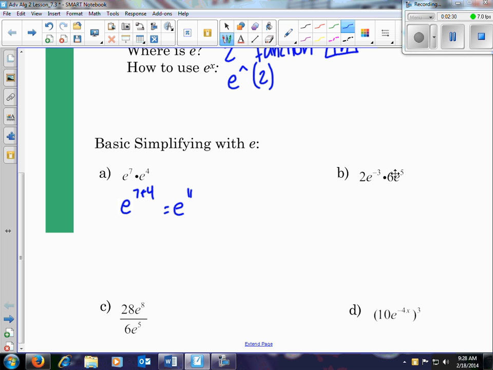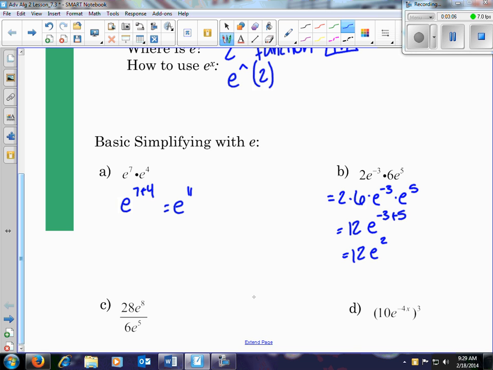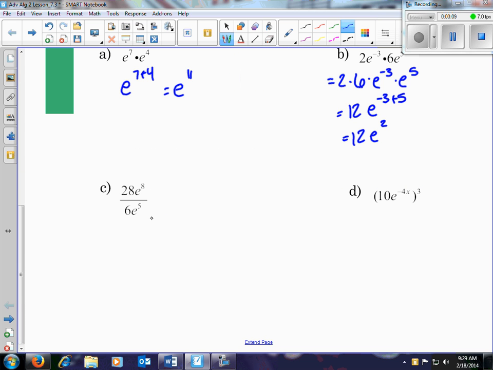Now the next one, same type of concept. Everything here is being multiplied. So I can rearrange this and make it 2 times 6 times e to the negative 3 times e to the 5th. Now, 2 times 6 is 12. And since I'm multiplying two numbers with the same base, I can add my powers. So I'm going to end up with e to the negative 3 plus 5. So I'm going to have 12e squared. And that's my answer. This is where those properties of exponents that we learned come in handy, because we're going to keep using them throughout the whole semester.